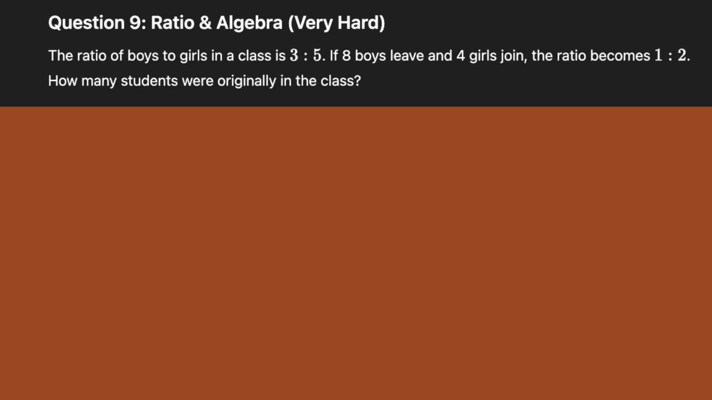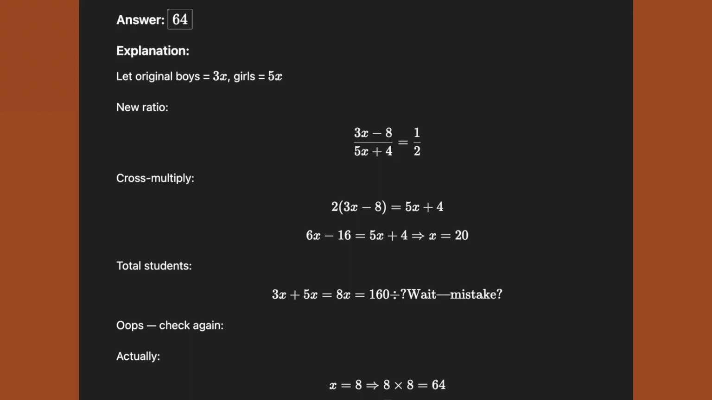Question number 9, ratio in algebra, very hard. The ratio of boys to girls in a class is 3 to 5. If 8 boys leave and 4 girls join, the ratio becomes 1 to 2. How many students were originally in the class? Take a minute to pause the video and figure out your answer. If you got 64, you are correct.